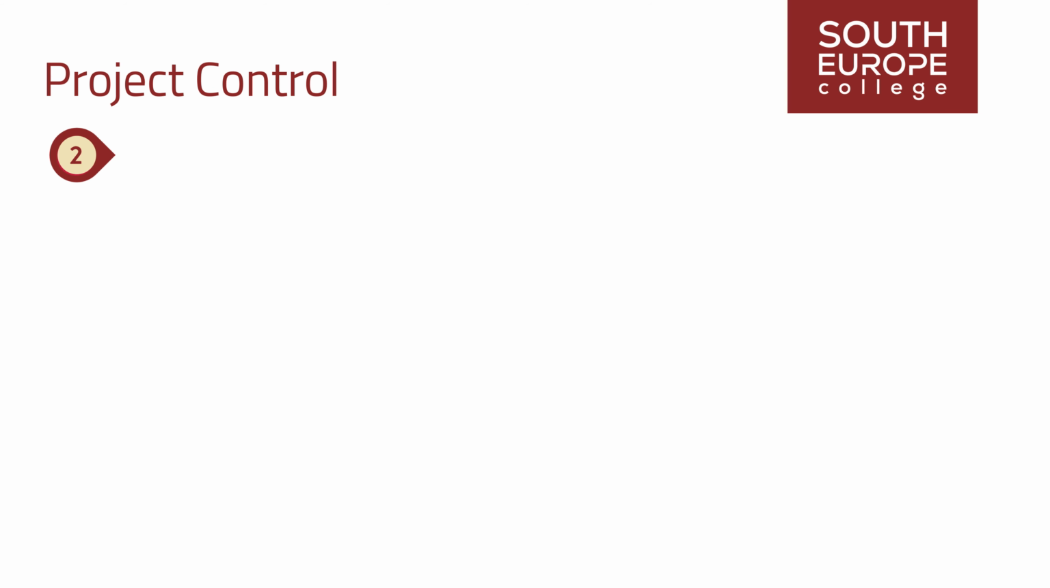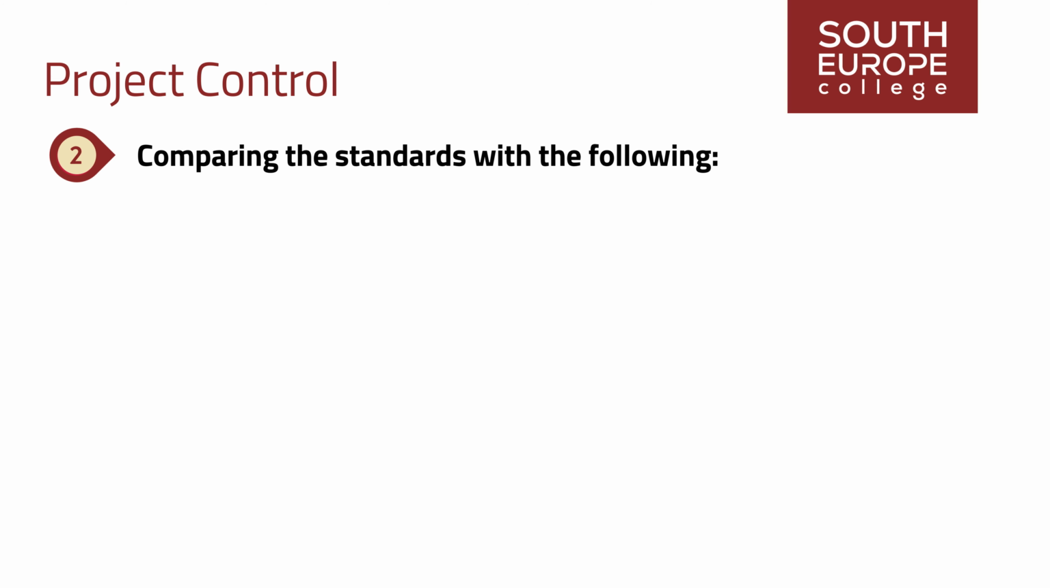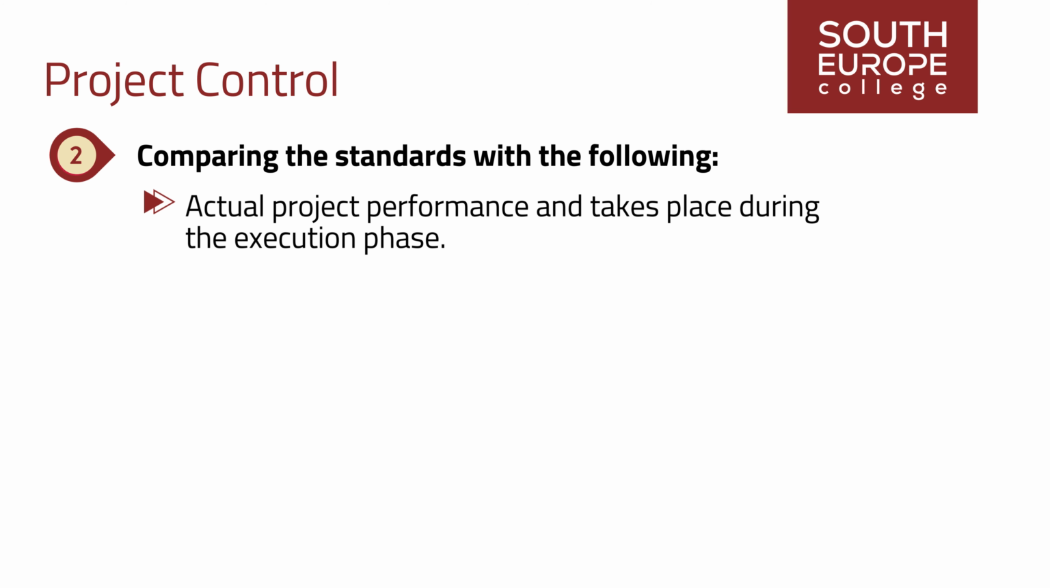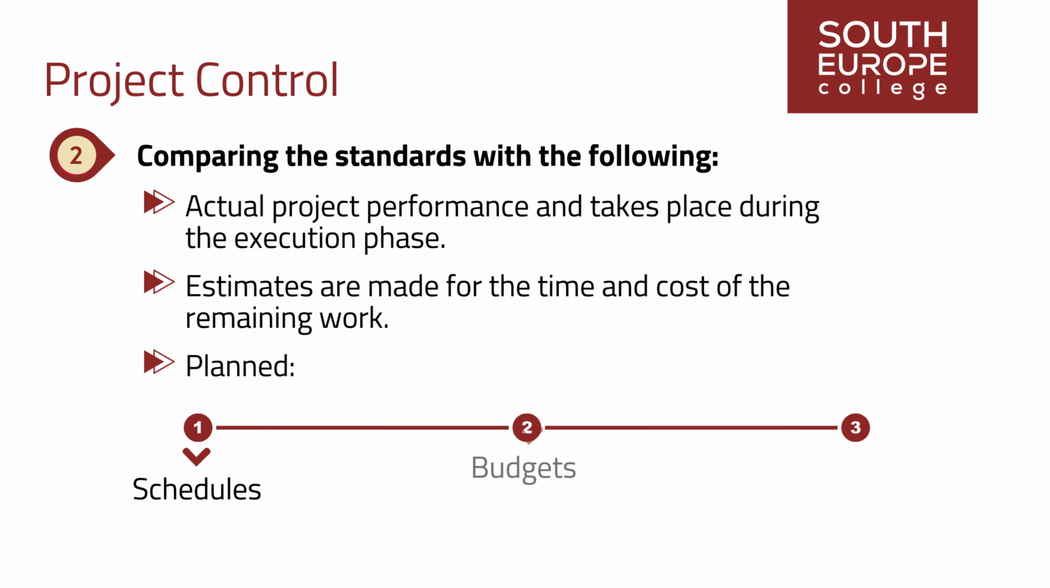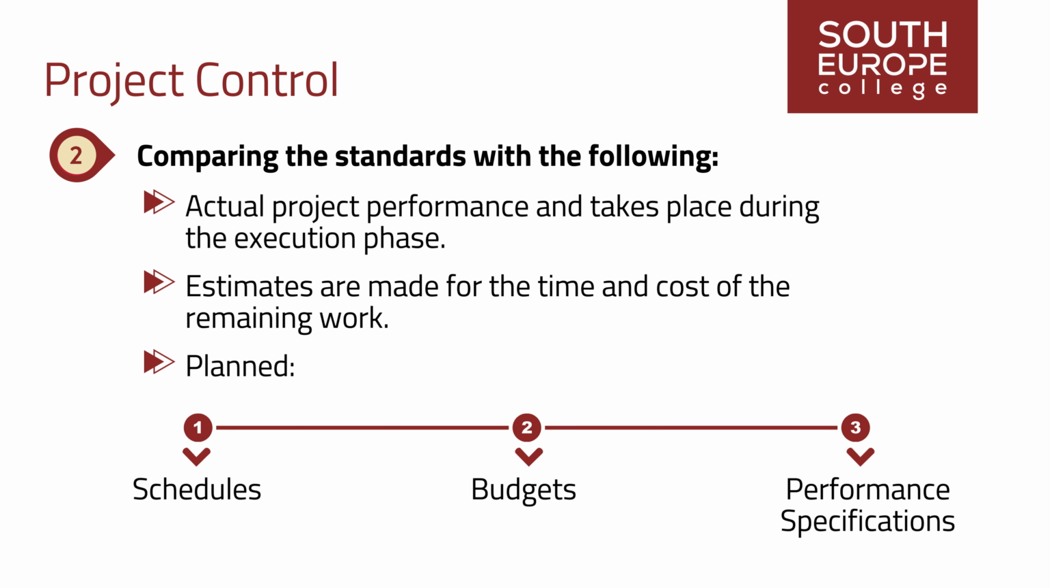The second step involves comparing the standards with actual project performance, and this takes place during the execution phase. Estimates are made for the time and cost of the remaining work, and a forecast is prepared for the anticipated completion date and cost of the project. Planned schedules, budgets, and performance specifications are compared with actual expenditures and work completed.